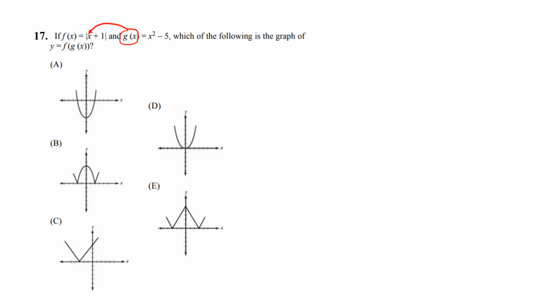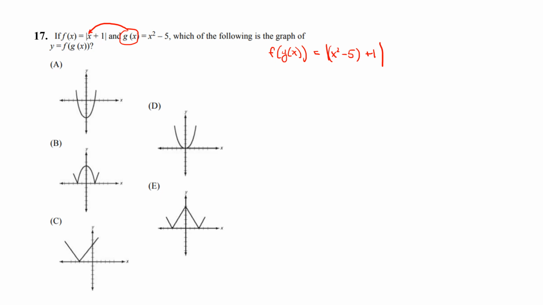So let's write that out. F of g of x equals the absolute value of x squared minus 5, right? This is our g of x, plus 1. And this would be what we're trying to find in these graphs down here.